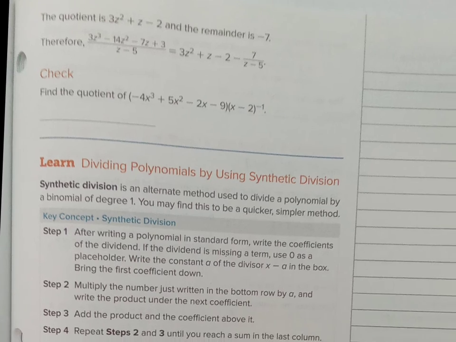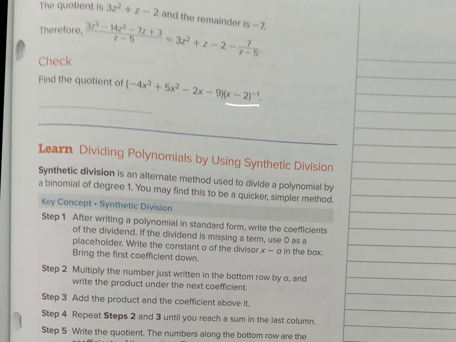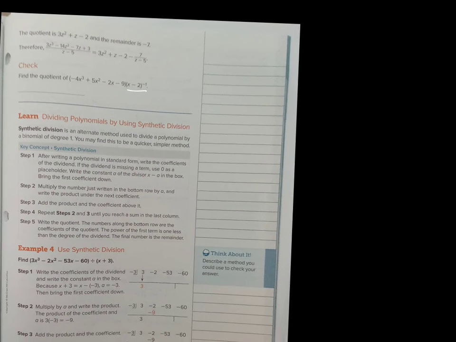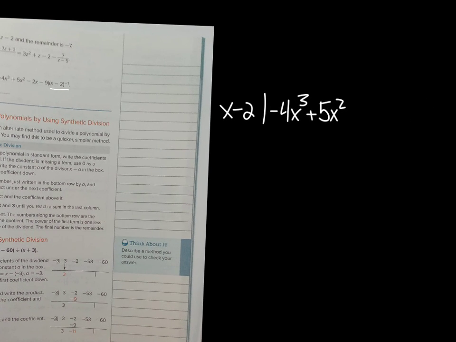Notice how they wrote it, using the negative exponent. So this is just going to be what we're dividing by. So then it's going to be x minus 2 on the outside. That's going into -4x cubed plus 5x squared minus 2x minus 9. So what's happening again is you're just looking at the first term. And what times that first term gives you this first term? In this case, it should be a -4x squared.